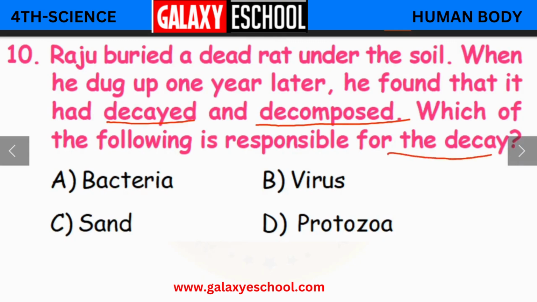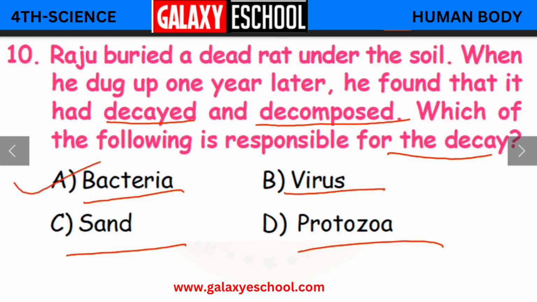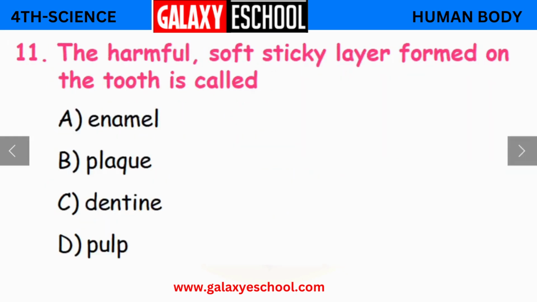After the death of the rat, when it is buried in the soil, it takes some time to get decayed and then decomposed. So what is going to be responsible for this decay? Is it bacteria, virus, sand, or protozoa? So the answer is bacteria, children. Clear? Now, the next question.